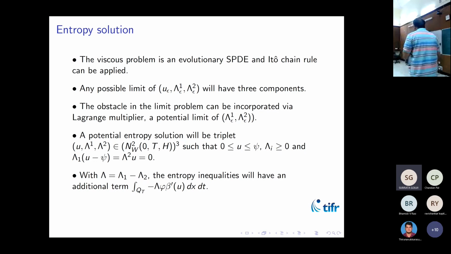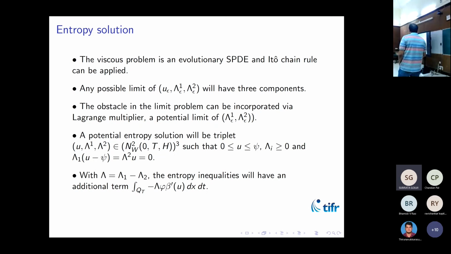So now we are looking at the potential limit of this triplet. These are the Lagrange multiplier terms: u epsilon, actually gamma epsilon 1, gamma epsilon 2. So any potential solution should have three components. One is for the solution itself, and the other two will signify the Lagrange multiplier-like terms that will control the obstacle. And so the obstacle, as I said, is going to be somewhat regulated by this Lagrange multiplier term. Based on this, we can define the entropy solutions.